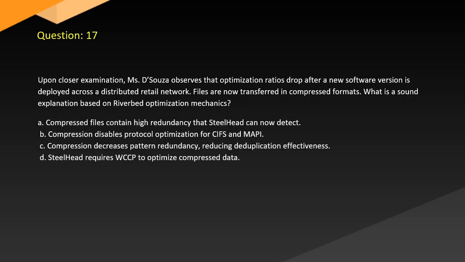Question 17. Upon closer examination, D'Souza observes that optimization ratios drop after a new software version is deployed across a distributed retail network. Files are now transferred in compressed formats. What is a sound explanation based on Riverbed optimization mechanics?